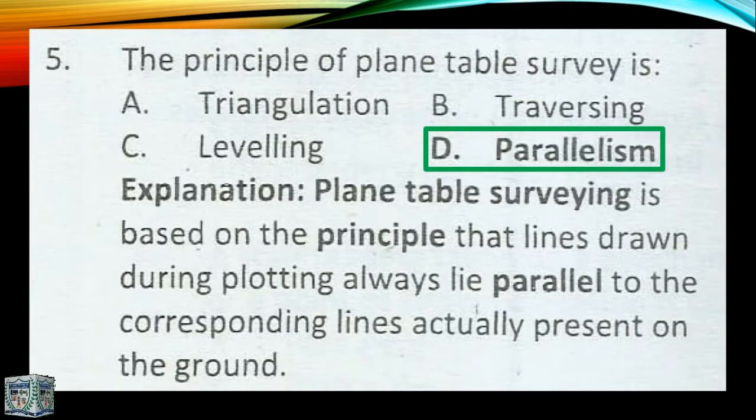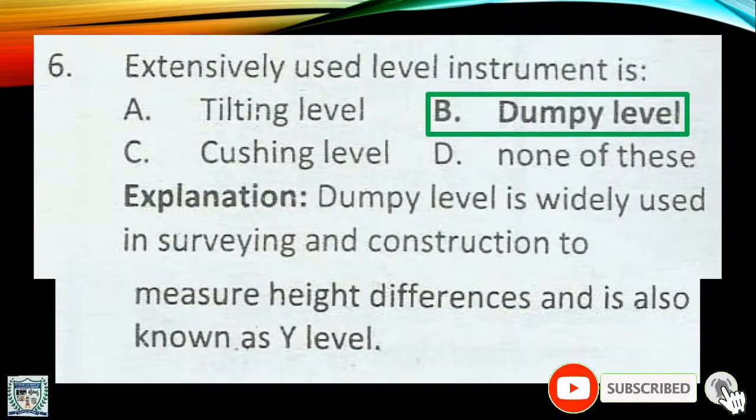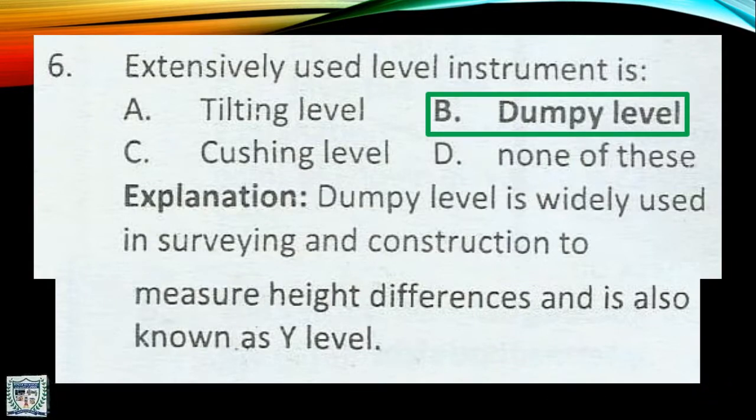Question 5. The principle of plane table survey is option D, parallelism. So the plane table survey is based on the principle that lines drawn during plotting always lie parallel to the corresponding lines actually present on the ground. Question 6. Extensively used level instrument is the option B, Dumpy level. So Dumpy level is widely used in surveying and construction to measure height difference and is also known as a Y level.